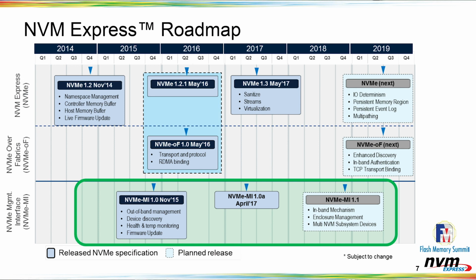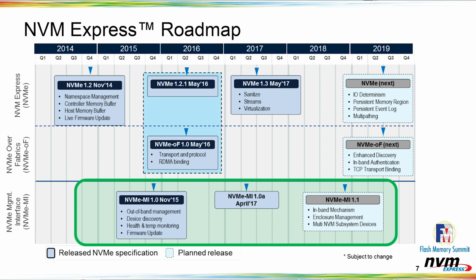Okay, so we put out the first revision of the MI spec, MI 1.0, back in 2015, and then we put a small update out in 2017, which is the 1.0A spec. So if you're doing anything with MI right now, that's the latest version, so that's the one you want to be using. Now, in parallel with 1.0A, we started to work on 1.1, and in the lower right, we have a few of the anchor features that we've been working on.